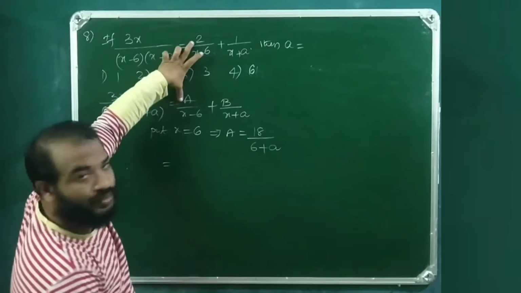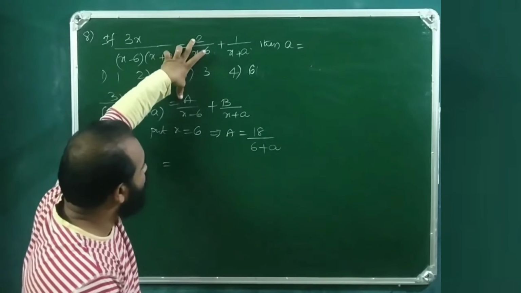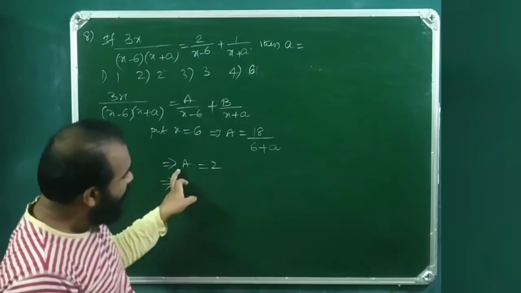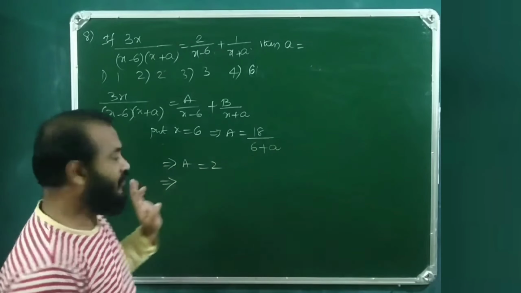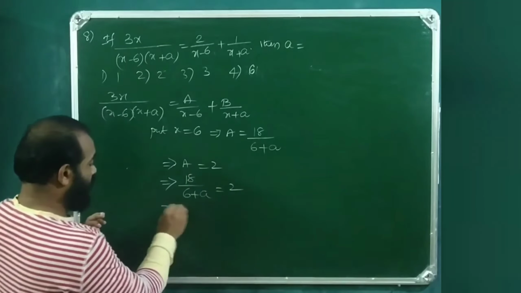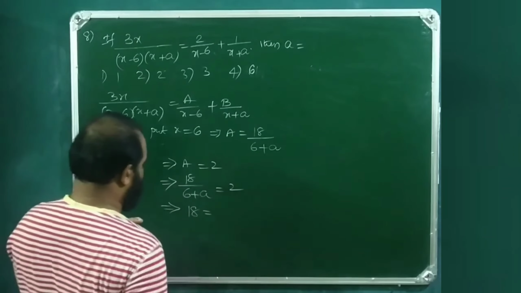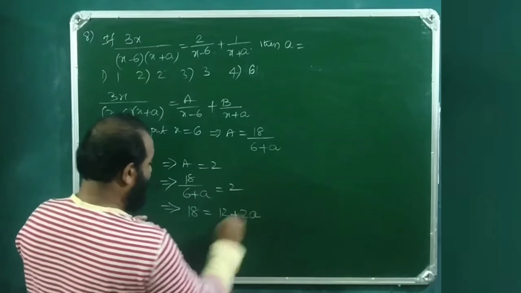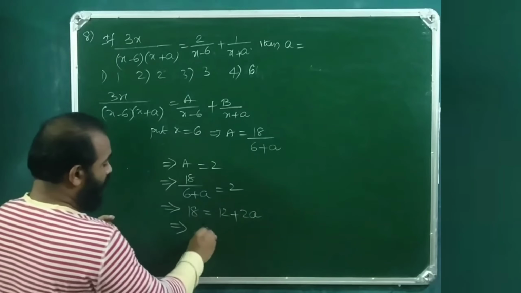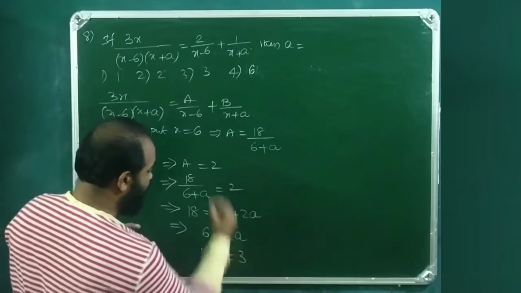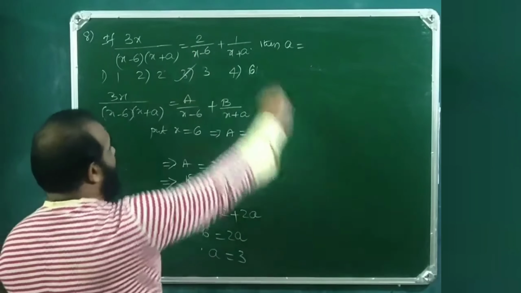Here a is equals to 2, right? A is equals to 2. And a, we have got it to be 18 by 6 plus a. This is equals to 2. 18 is equals to 2 6s are 12 plus 2 into a, 2a. 18 minus 12 is 6 is equals to 2a. Therefore, a is equals to 6 by 2, which is 3. So the option number 3.